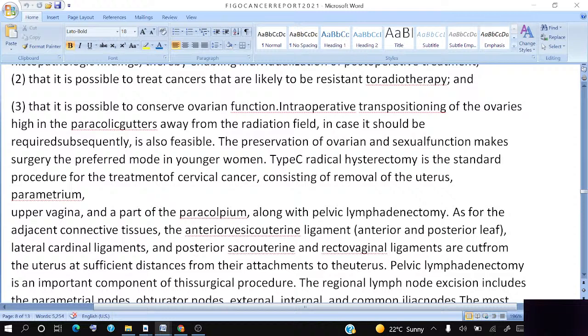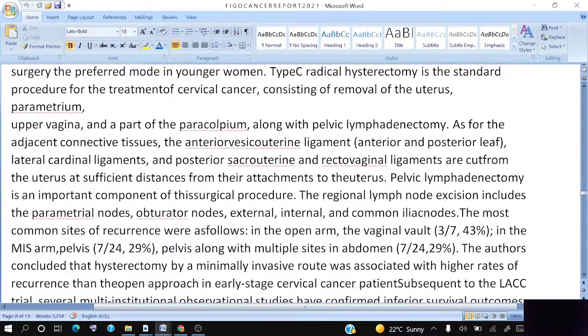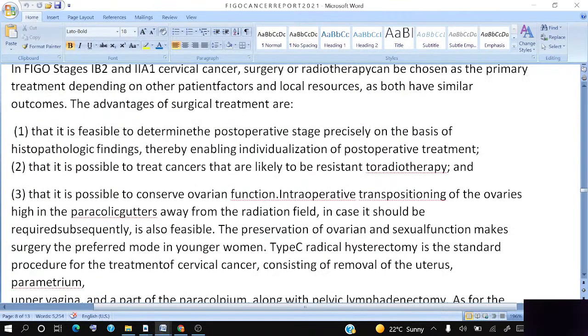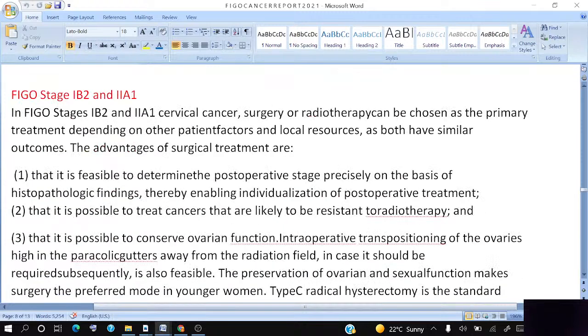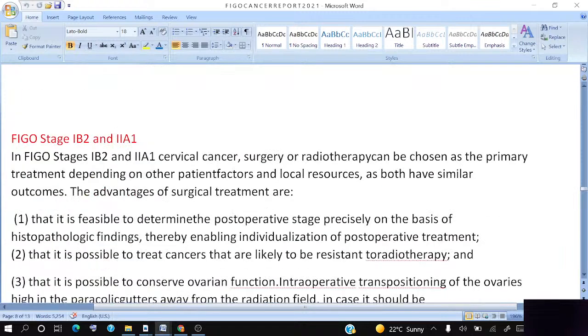This type of radical hysterectomy is a standard procedure for the treatment of cervical cancer, consisting of removal of the uterus and the parametrium, the upper vagina as part of the cuff, and a pelvic lymphadenectomy. So adjuvant, here we have the adjacent connective tissue, and this is the deep surgical involvement; the surgical procedure is going to be involved with the patient.